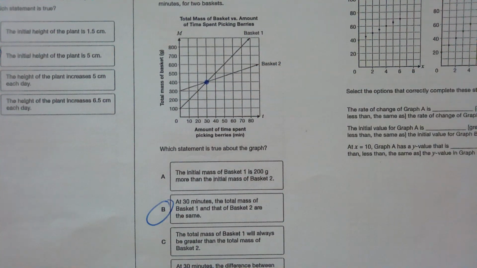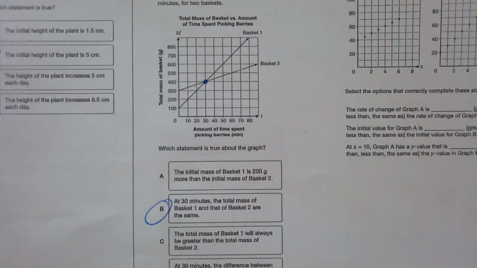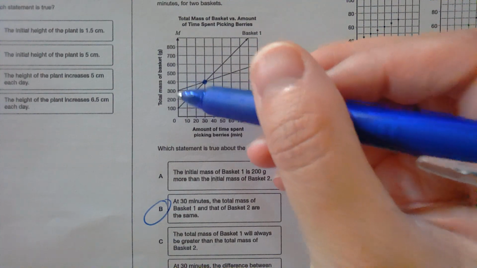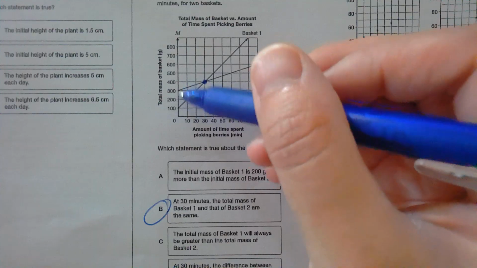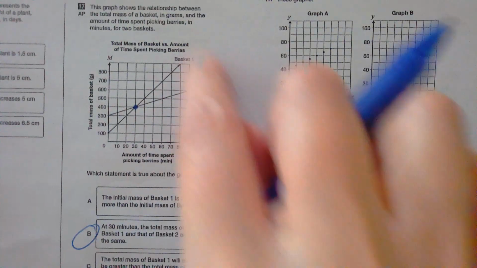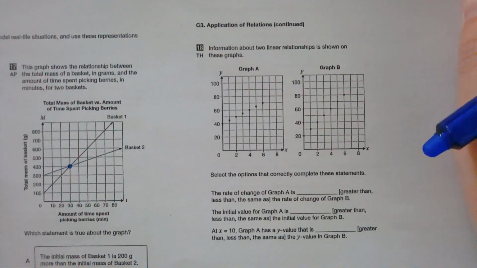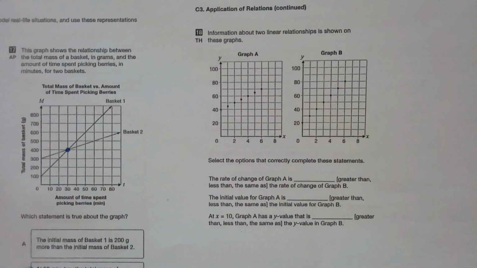Which basket started off lighter? Basket 1, because it had a lower initial value. How much lighter was basket 1 at the beginning? 200, right? Comparing the initial values, 300 and 100, it was lighter by 200 grams at the beginning. Good. These are the types of questions that you might get on EQAO on analyzing intersection graphs. Okay, last question. Number 18.